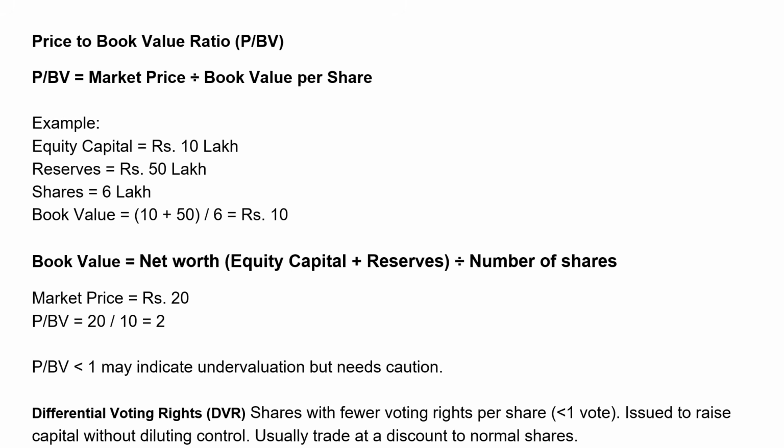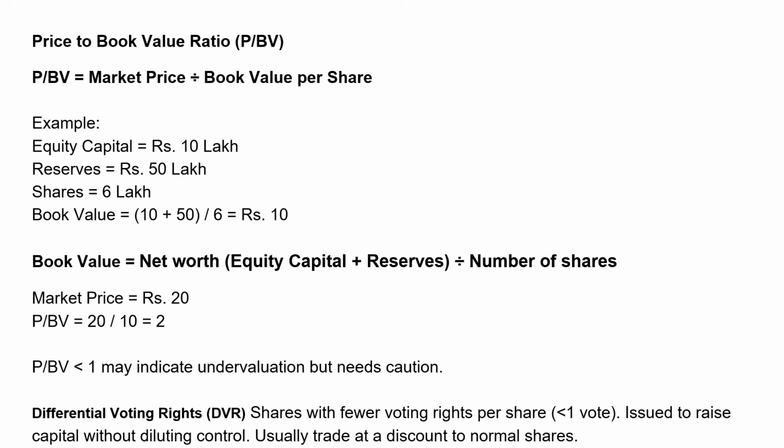Now let's find out what is the price to book value ratio, that is the P to BV ratio. That is found out by market price divided by book value per share. Let's take an example. Let's say there is an equity capital of 10 lakh rupees, reserves of 50 lakh rupees, and shares of 6 lakh. So how would you find out the book value?